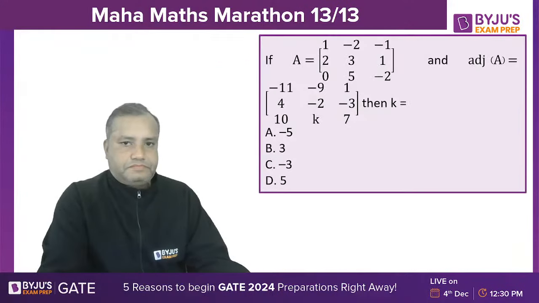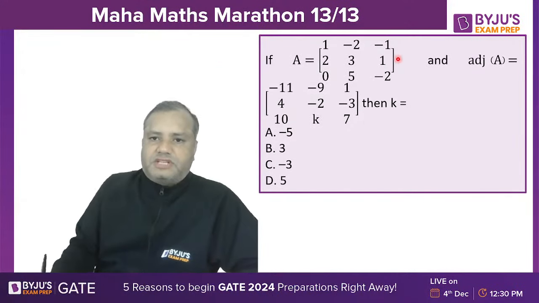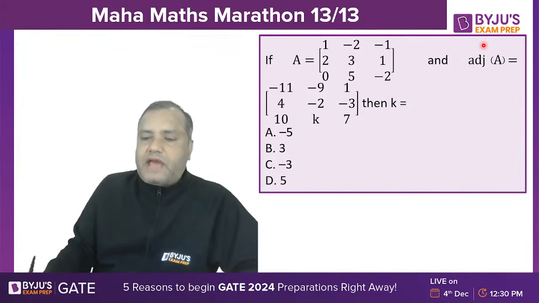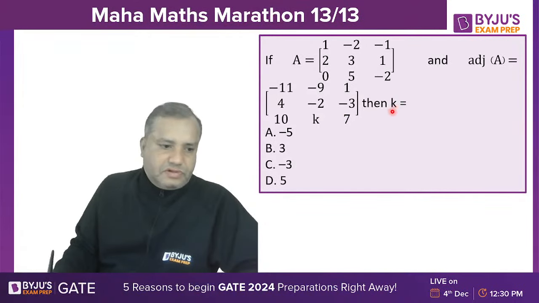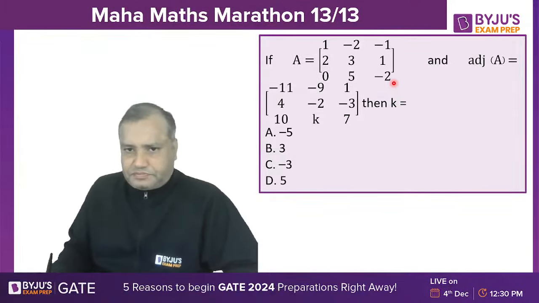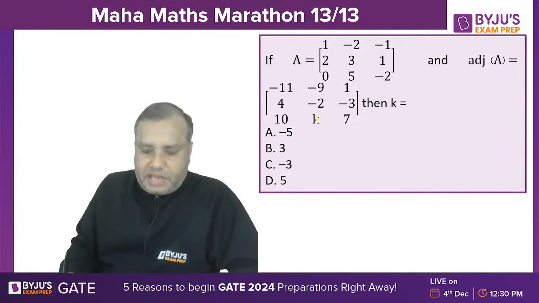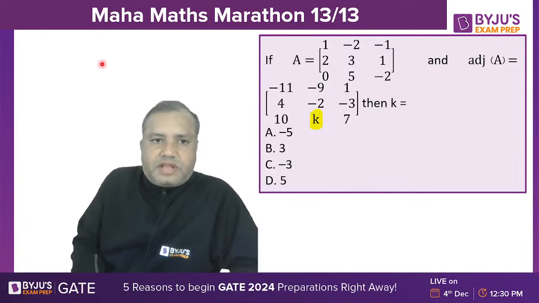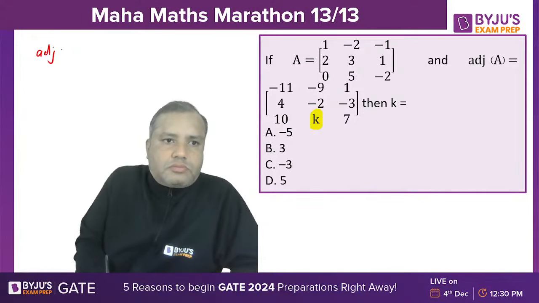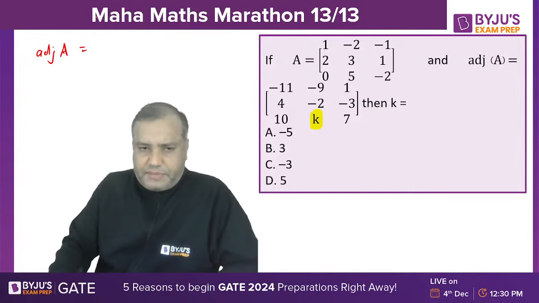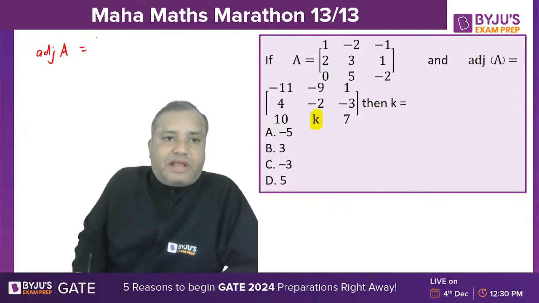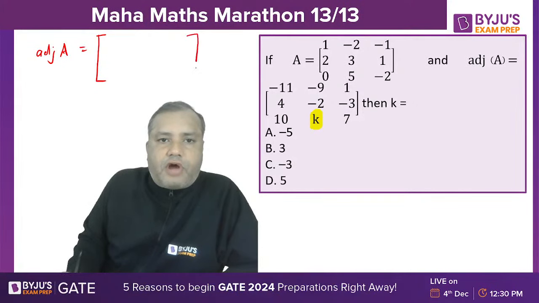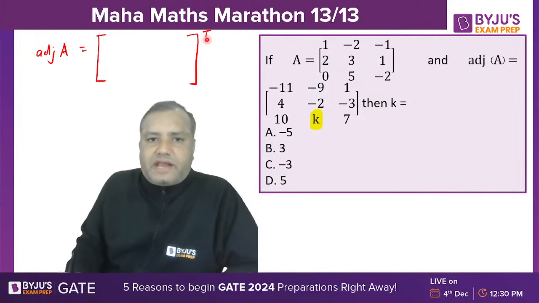Next, for this particular matrix, they have given you the value of the adjoint of A, and they are asking for the value of K. Let me tell you what is the concept hidden here. K is available here in the adjoint of A. Students, what is the adjoint of A? You know, the adjoint of A is a matrix formed by cofactors and then its transpose.